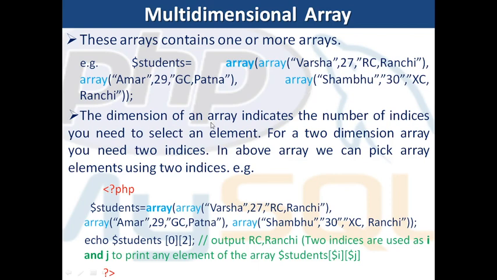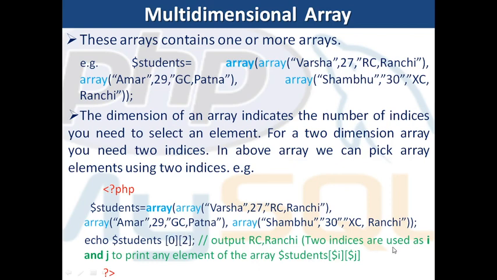So it is a two-dimensional array. The dimension of an array indicates the number of indices you need to select an element. For a two-dimensional array, you need two indices. In our array, we can pick array elements using two indices as below. The same $students array has been declared, and then echo $students[0][2]. This one is the first index, this one is the second index. So the output will be the college name.